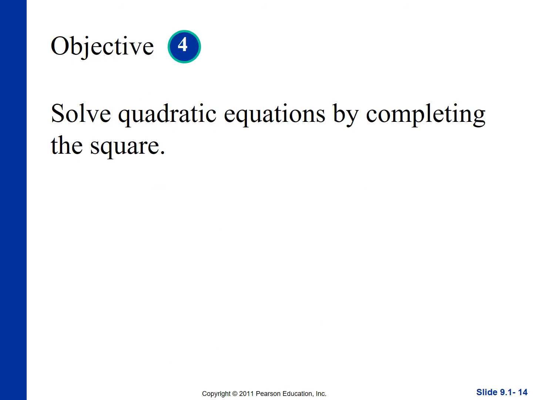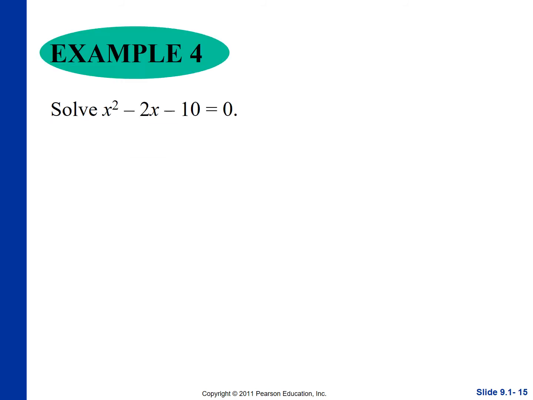Okay, now we want to focus on completing the square. This is a little more complex. So we've got x squared minus 2x minus 10 equals 0. So when we're doing this problem, what we're going to do is get everything that has a variable on one side. On the other side is everything that does not have a variable. So from here, what we're going to do is complete the square.